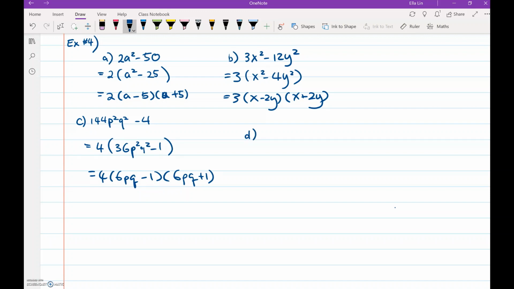Okay, for D we have 3x cubed minus 27x. So the first thing we can factor out is 3x, which is a common factor in both of them, and we're left with x squared minus 9, and then we have 3x still in the front, where we have here x minus 3 times x plus 3.